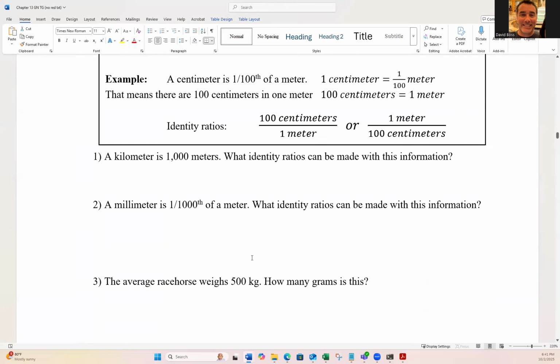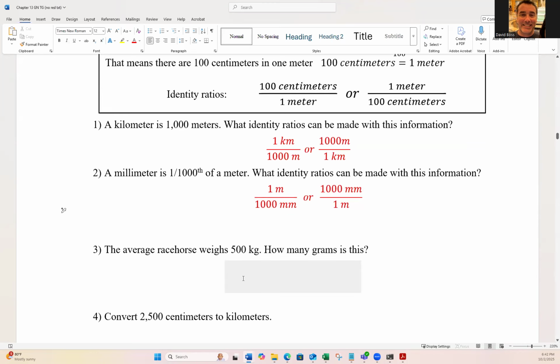We're going to start at the basics. A kilometer is 1,000 meters. What identity ratios can be made with this information? So 1 kilometer over 1,000 meters or 1,000 meters over 1 kilometer, depending on which way you're going. A millimeter is 1,000th of a meter. What identity ratios can be made with this information? 1 meter over 1,000 millimeters or 1,000 millimeters over 1 meter. And you would use whichever one depending on which way you were going.